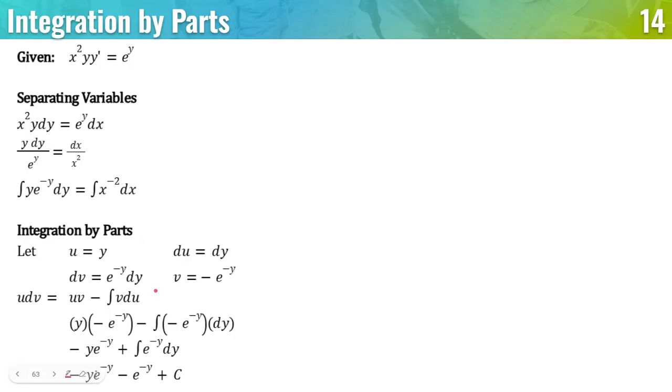So I performed integration by parts here. It should arrive at the answer negative y e raised to the negative y minus e raised to the negative y plus c. So let's see how we can get there using the table.